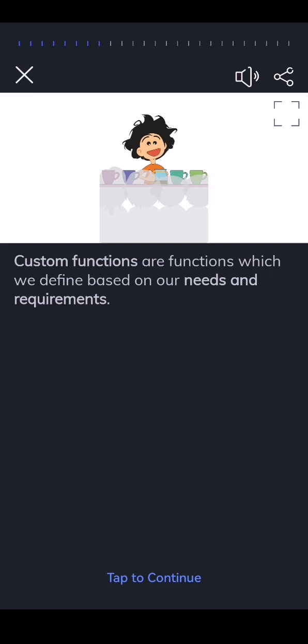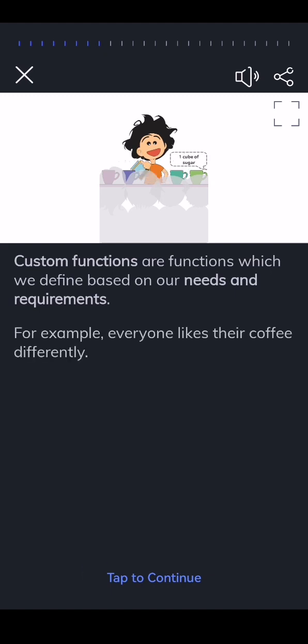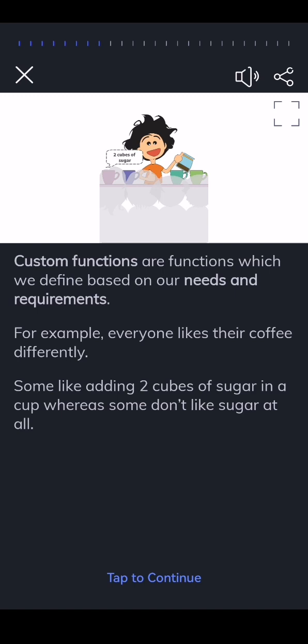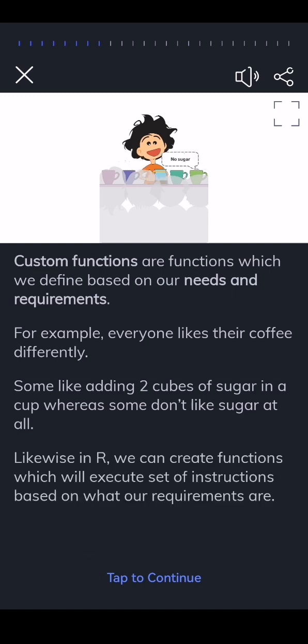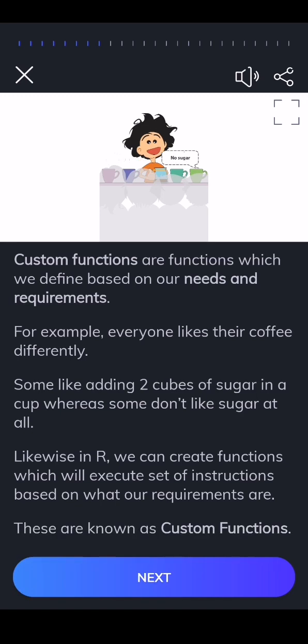Custom functions are functions which we define based on our needs and requirements. For example, everyone likes their coffee differently. Some like adding 2 cubes of sugar in a cup, whereas some don't like sugar at all. Likewise in R, we can create functions which will execute a set of instructions based on what our requirements are. These are known as custom functions.